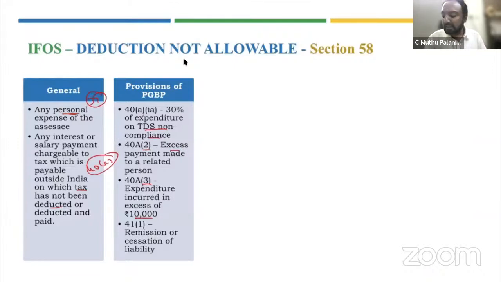Other than that, if you're making any expenditure in excess of 10,000, that is also disallowed under income from other sources. And finally, remission or cessation of liability. So we said till today it is supposed to be due by me. Henceforth, it is not payable by me, then that is not allowed as expenditure. So till today, I have to pay someone. From tomorrow, that person says, don't pay me. Then that becomes deemed income, right? So that cannot be adjusted against my expenditure.